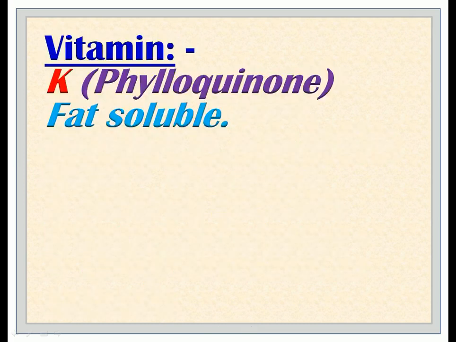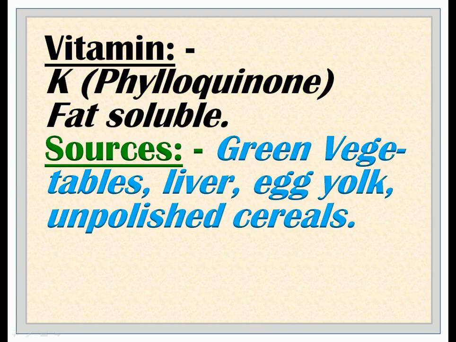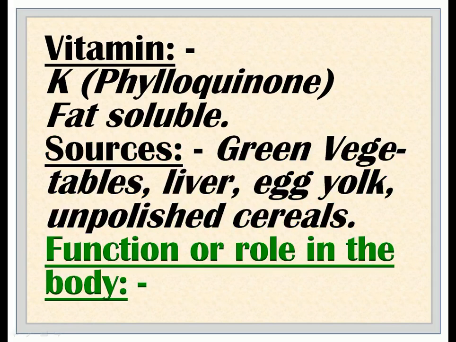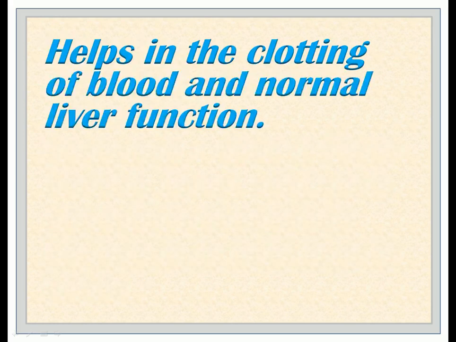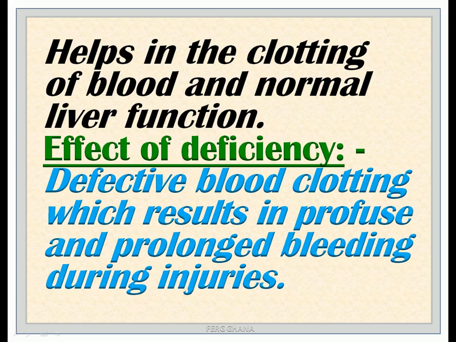Vitamin K, phylloquinone. Fat-soluble. Sources: green vegetables, liver, egg yolk, unpolished cereals. Functional role in the body: helps in the clotting of blood and normal liver function. Effect of deficiency: defective blood clotting, which results in profuse and prolonged bleeding during injuries.